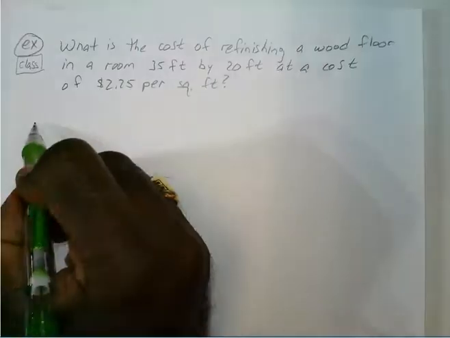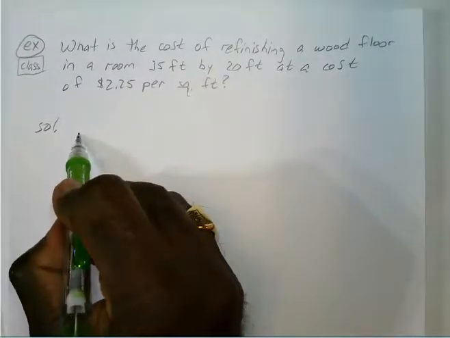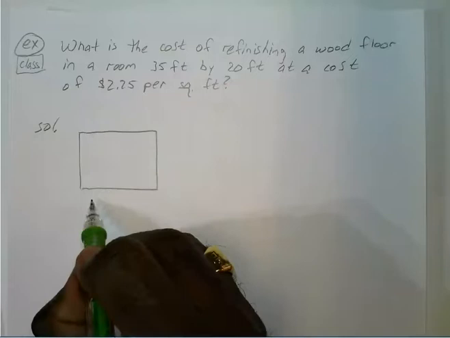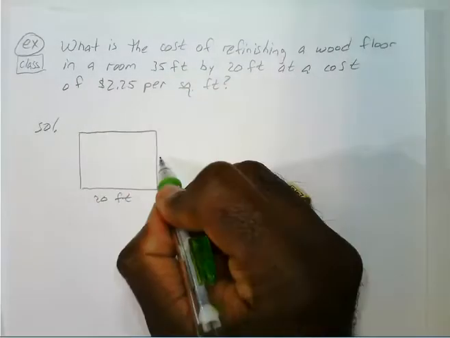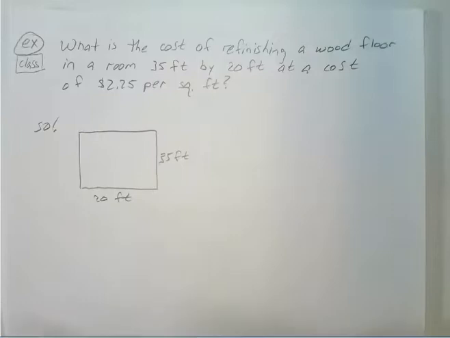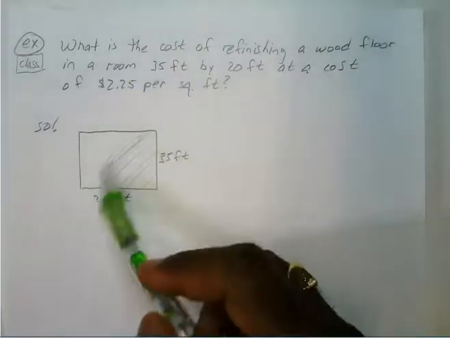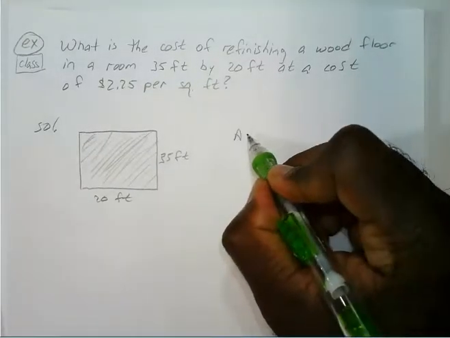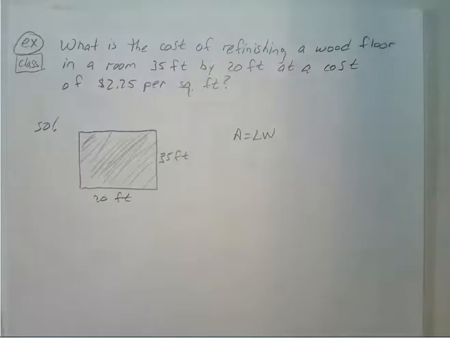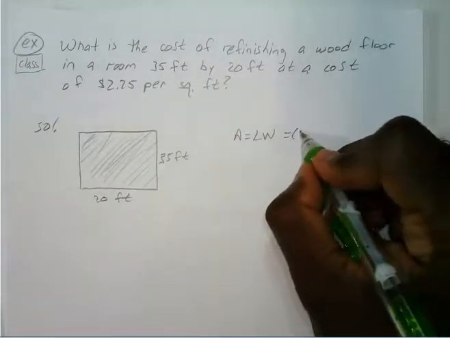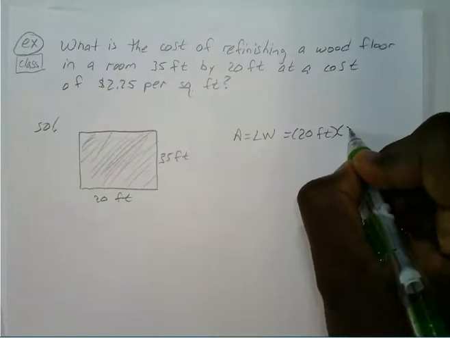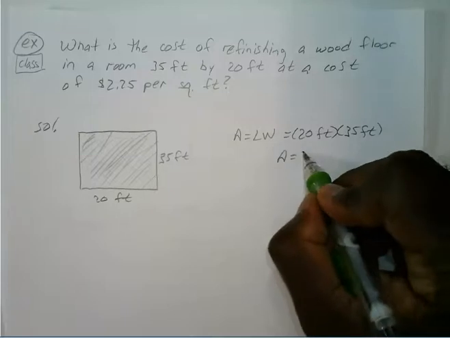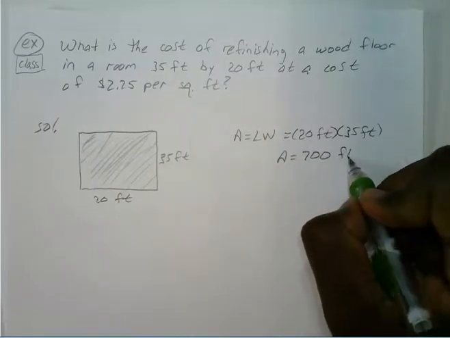All right, so I'm assuming you've pressed pause, so let's go ahead and verify. Let's go ahead and draw our room. And let's say this is 20 feet by 35 feet. This is the area of the floor we're going to refinish. So we need to know the area. The area equals the length times width. So that's going to be 20 feet by 35 feet. That means our area is going to equal 700 square feet.